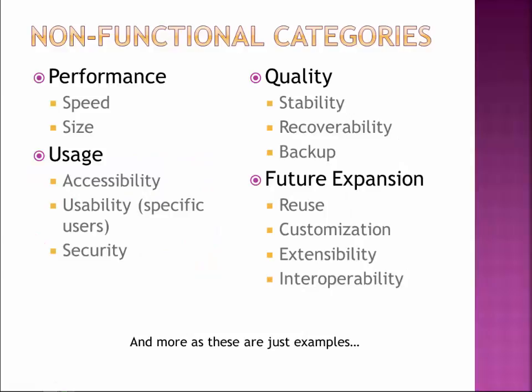So there are some standard categories that are often out there. Performance, usage, quality, extensibility, expansion. These are different things out there. We're going to give some examples of them as we go. The categories don't mean anything. They're more of a way to jog your memory. I think the assignment might even ask for specific categories. Well, not every system has every one of these. Not every system has a speed requirement or a size requirement.